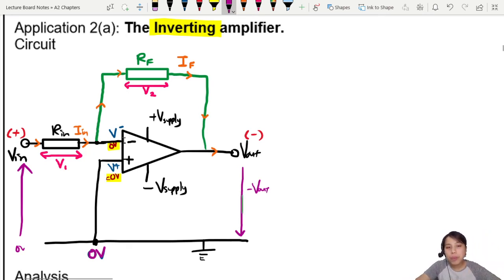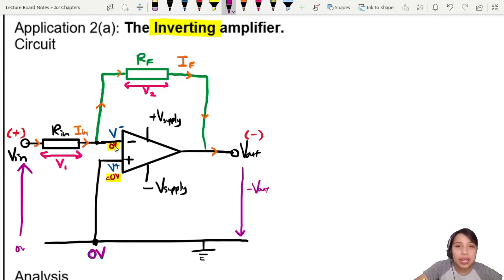You send an input. It may not be the same, but the output will feed back and keep trying to adjust the output so that V minus and V plus will be the same, because we want to be stable. We don't want saturation or any kind of infinite gain.